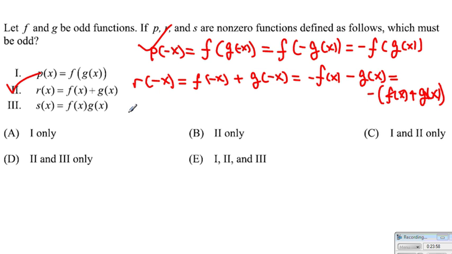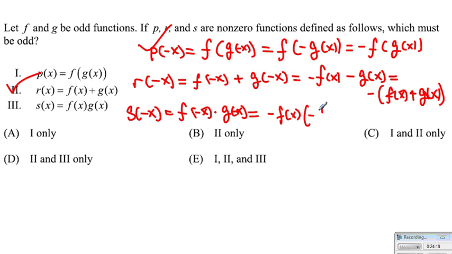How about the third? s of negative x becomes f of negative x times g of negative x. Since both are odd functions, we end up getting negative f of x times negative g of x. And negative times negative becomes positive, so we get simply f of x times g of x, which is the same as the original. Then in fact this becomes an even function. So first and second work, but not the third. And our answer is choice C.